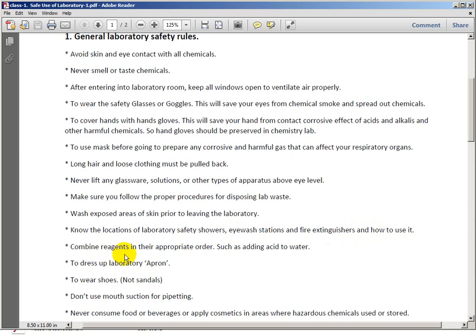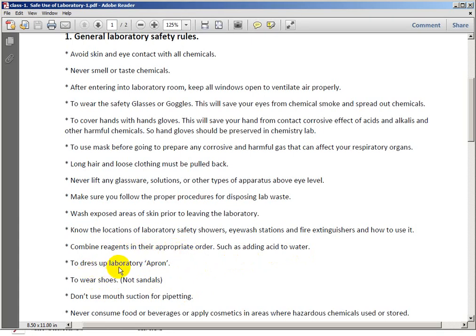Combine reagents in their appropriate order. When using acid and water, you add acid to water, not water to acid. Add acid to water. This way, you should maintain the proper order of using reagents.